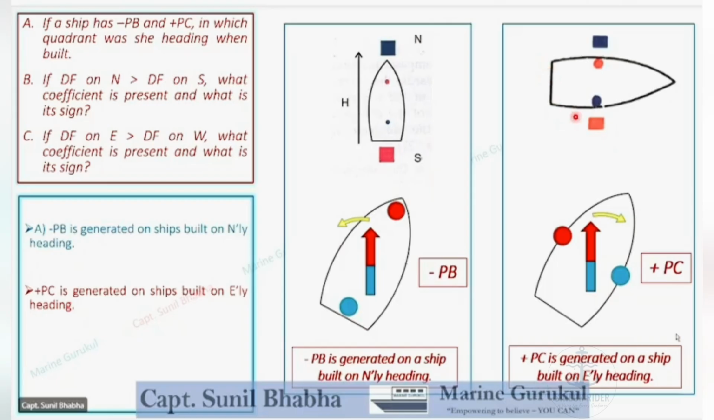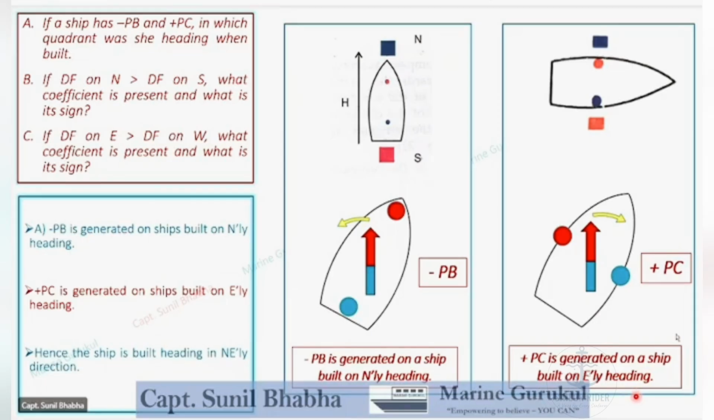Have a look at this particular ship which is built on an easterly heading. It has a red port beam and a blue starboard beam. Let us take this ship on a heading between north and northeast. So you see here the vessel is heading between north and northeast. You can see that this red port beam repels the red end of the compass needle, generating an easterly deviation, making it plus PC, plus permanent C. So plus PC is generated on a ship which is built on an easterly heading.